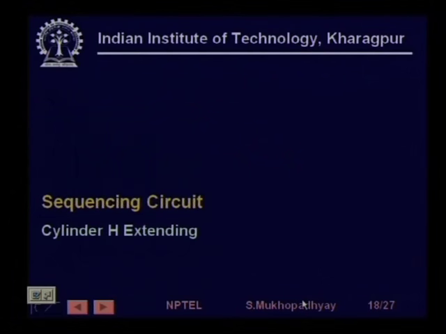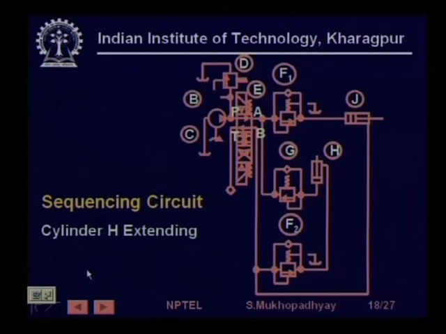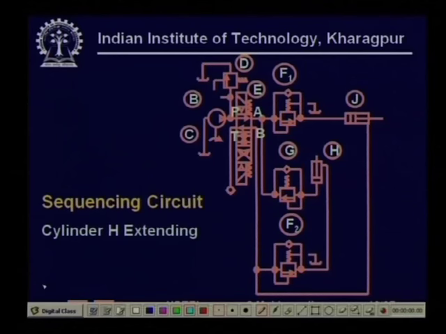So here is the circuit. So what are we going to do? Look at this circuit. Here we have two cylinders. One is J, another is H, right? And we have a normal pump. This is the main valve, which is being operated. Here's the relief valve D. And these are the three valves which actually cause the sequencing, right?